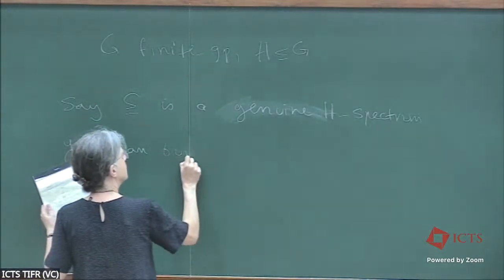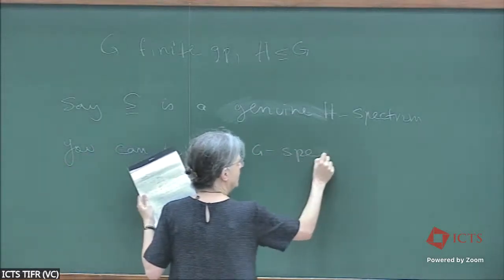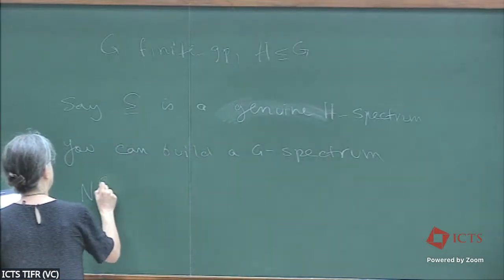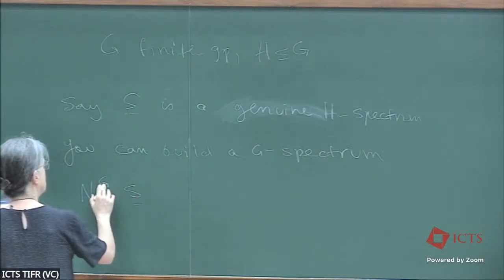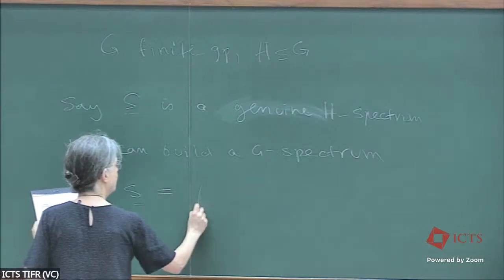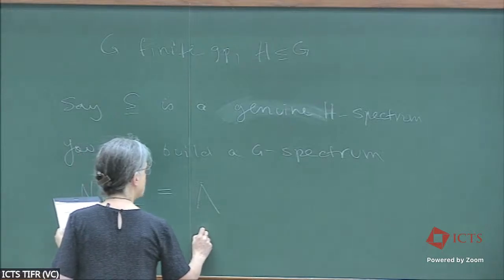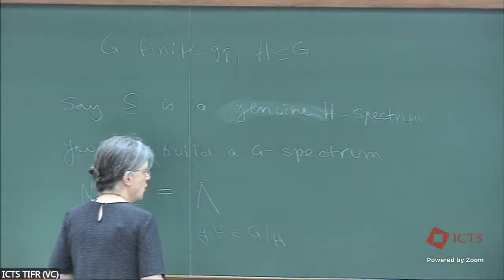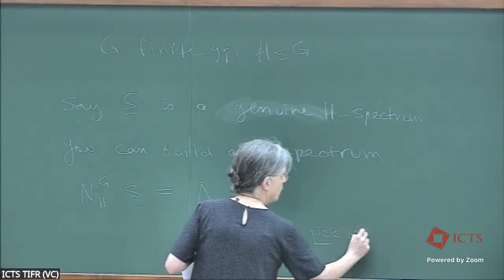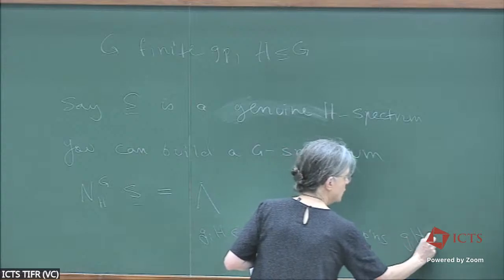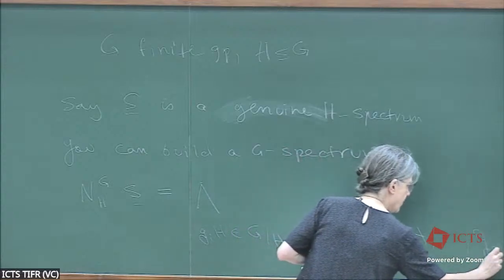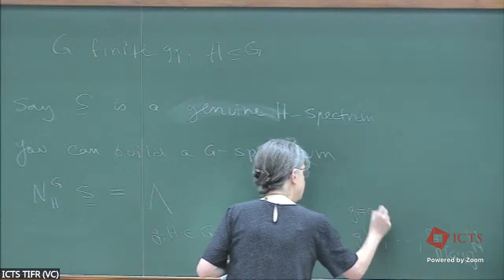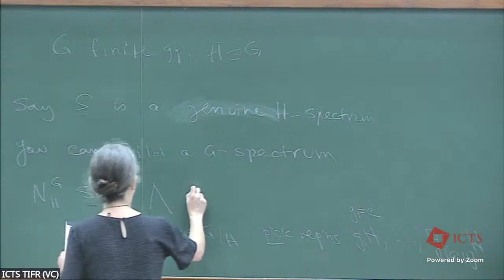You can build a G spectrum. Again, I'm a little fussy about the details, but the norm from H to G of S is going to be the smash over g_i H in G mod H. So you pick representatives g_1 H all the way up to G mod H, and you pick g_1 equals e. So for each of these cosets, you're going to take a copy of S.